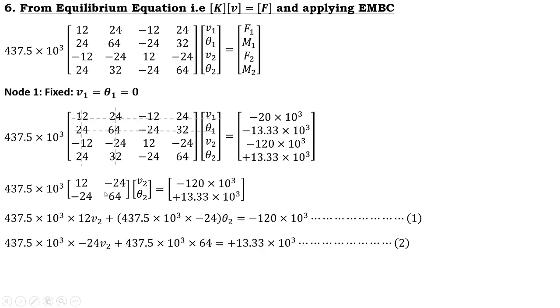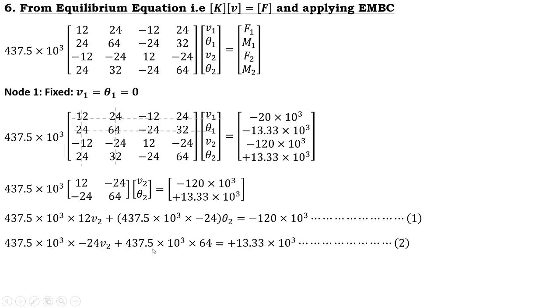Then I need to open this matrix to get the two equations. That is 437.5 into 10 to the power of 3 into 12 into v2, then minus 437.5 into 10 to the power of 3 into 24 into theta 2, is equal to minus 120 into 10 to the power of 3. So this is my first equation. Similarly, when I multiply this with the second row, I'll get the second equation. I have two unknowns, v2 and theta 2, which I need to calculate.